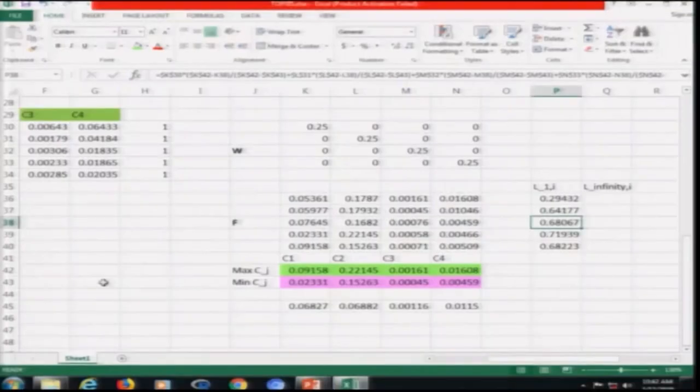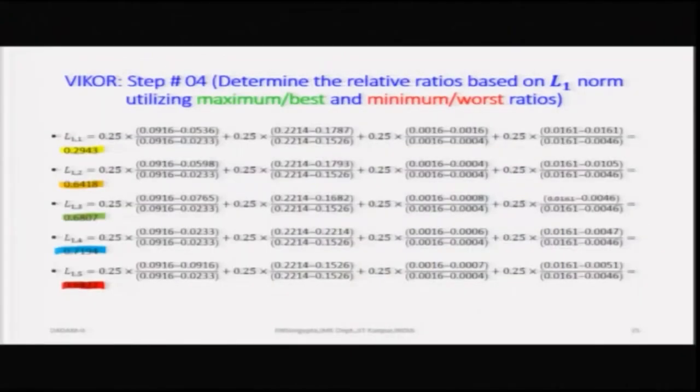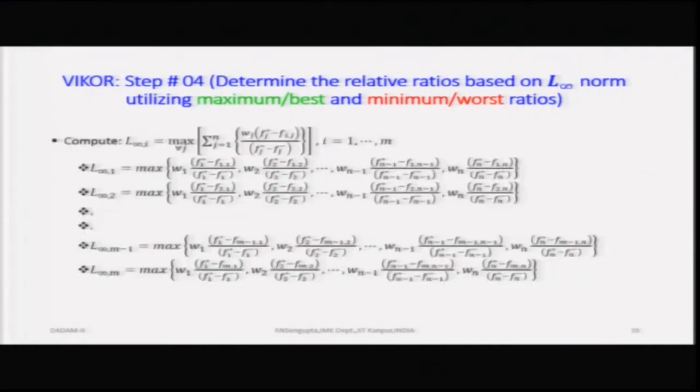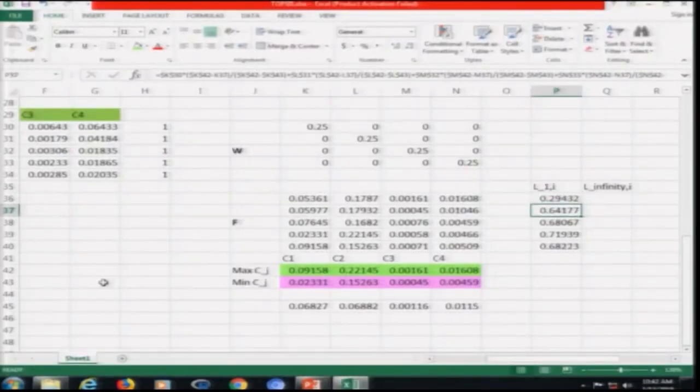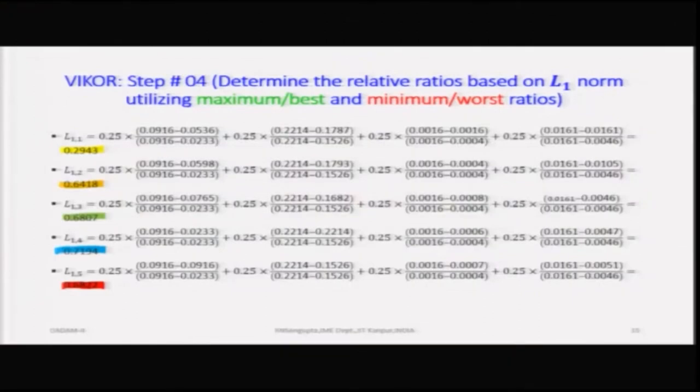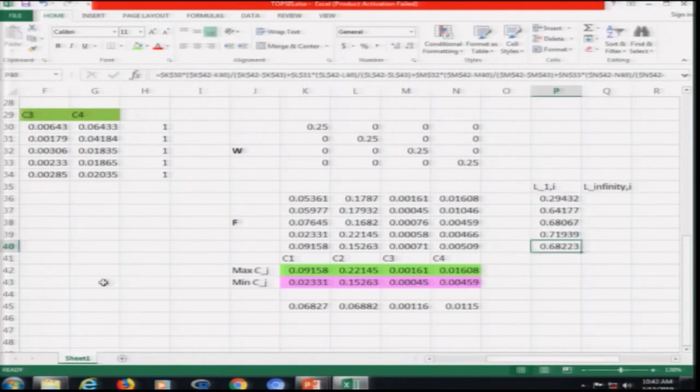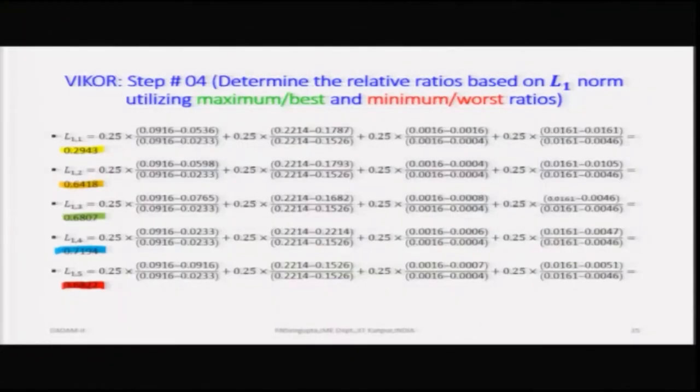So, all these values are marked differently. Let us go again. 0.29432, which is yellow color, which means matching L11. First L is the norm, second is the alternative. Second one is orange color, 0.6418, which is matching 0.64177 for the L1, second alternative. L1, third alternative is 0.68067, which is the green color, matching. The L1 fourth alternative is 0.7194, which is matching here. And the last one for the L1 norm, fifth alternative, is 0.6822, which is matching here. Now, once done, I have found out all the L1 norm values.